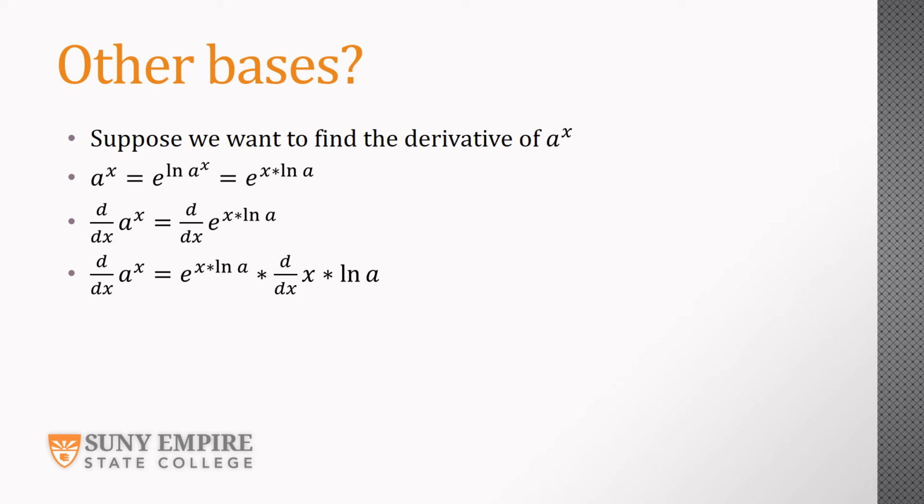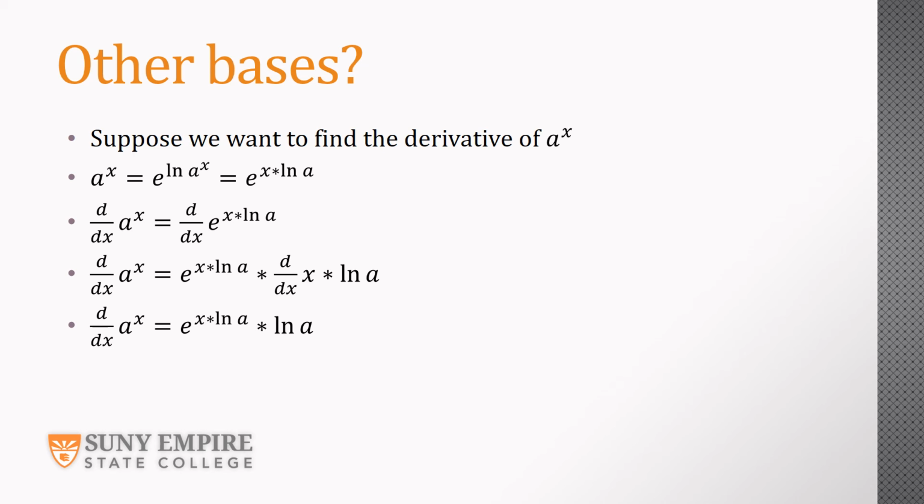This is a situation where we need to use the chain rule. We have e raised to a power where the power itself is a function of x. So our derivative will equal the derivative of e to a power multiplied by the derivative of that power. We saw earlier in the resource that e to a power is its own derivative. So we have e to the power of x multiplied by the natural log of a, multiplied by the derivative with respect to x of x multiplied by the natural logarithm of a.